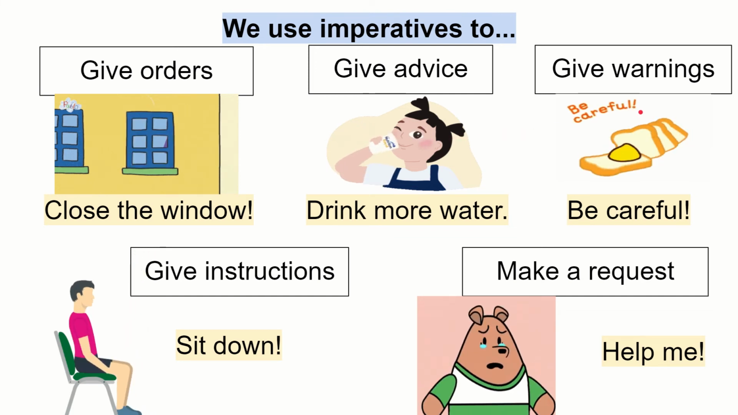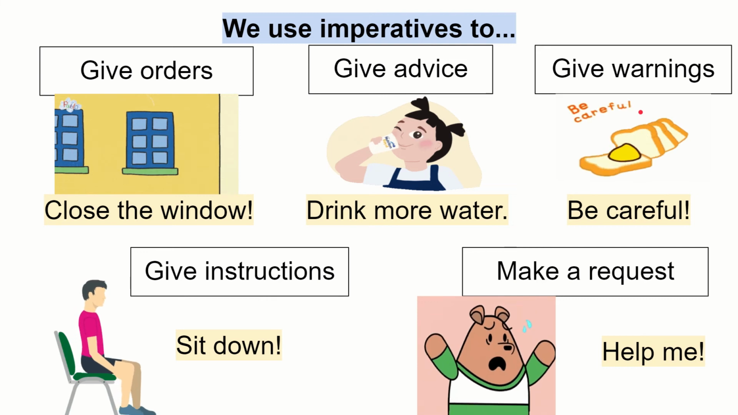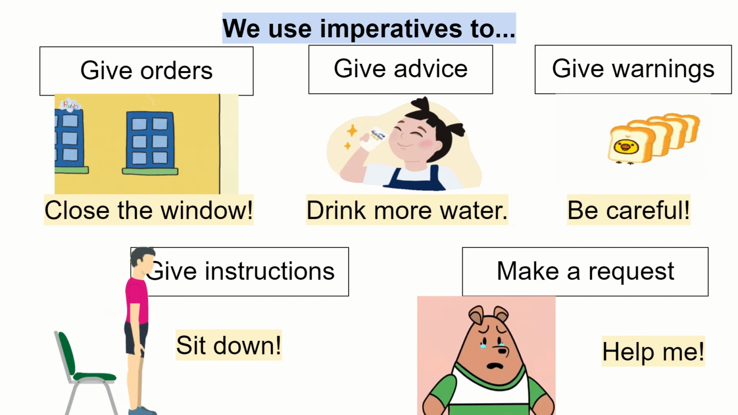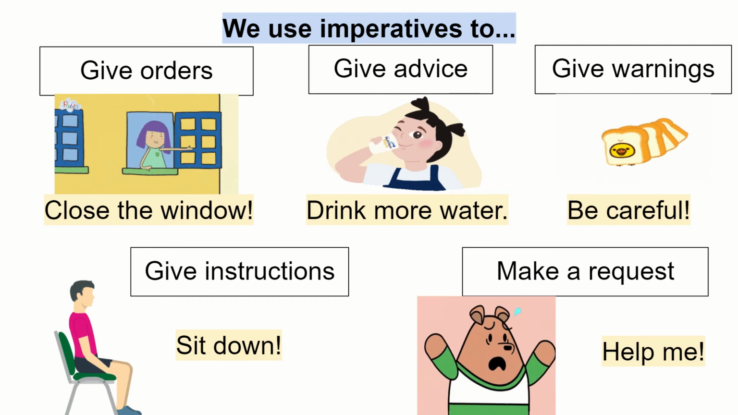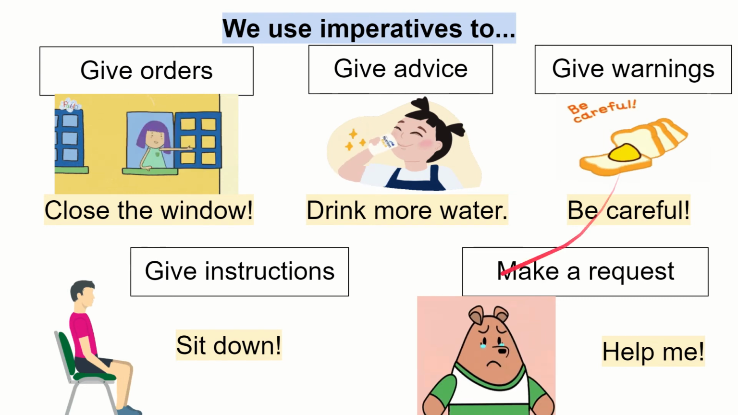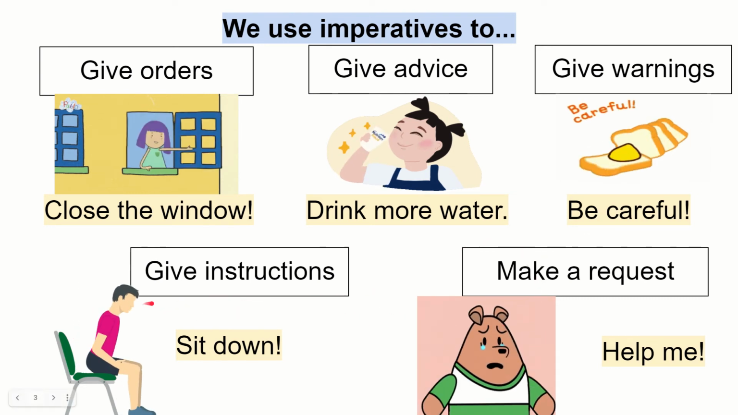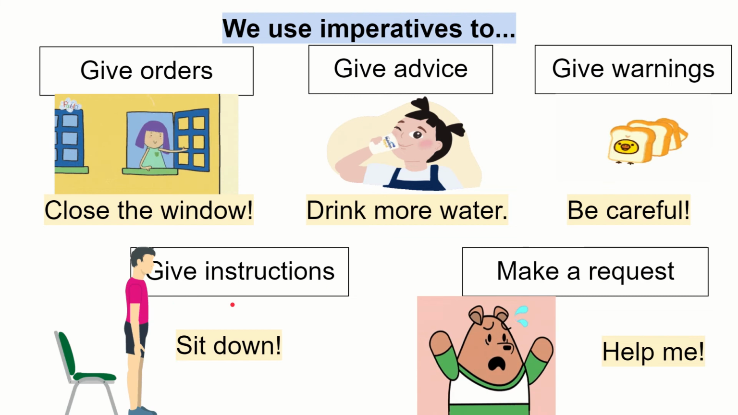Number 3, give warnings. Be careful, watch out. You give warnings before something has happened. You use imperatives. Number 4, you use them to give instructions.